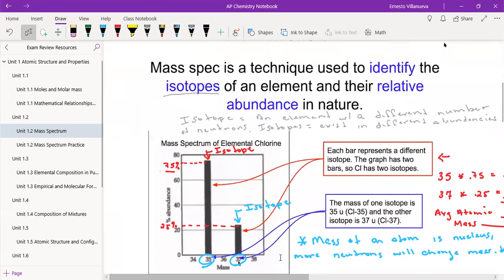So when you're looking at a mass spectrum, this is what it's going to look like. It's just going to be a series of bars, and they're going to give you the mass and the percent abundance across each axis.